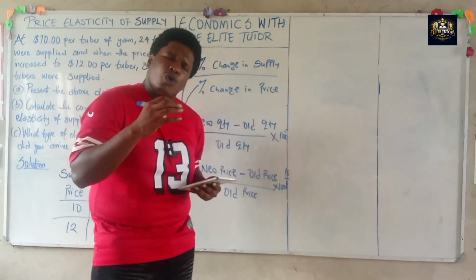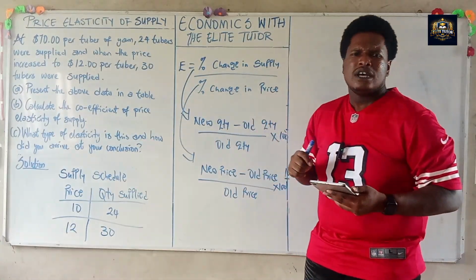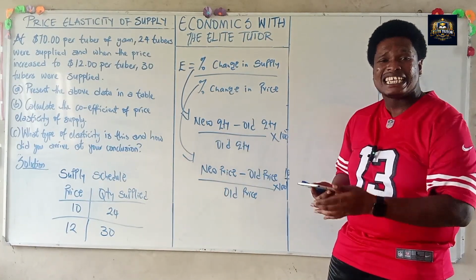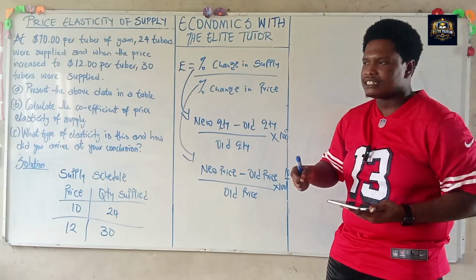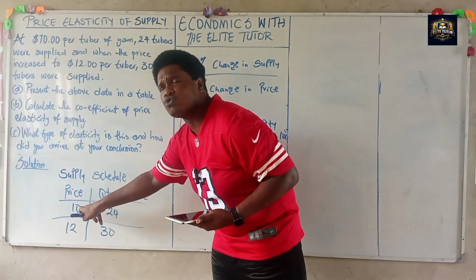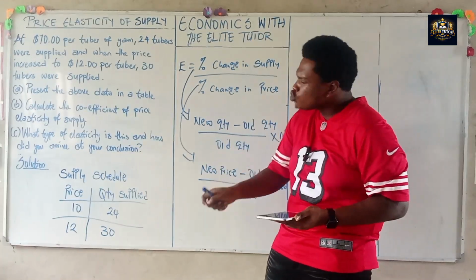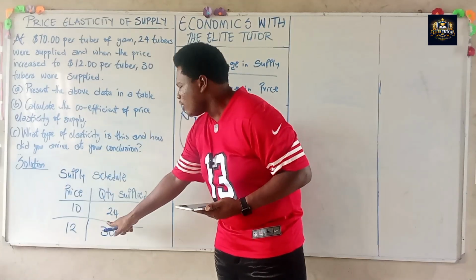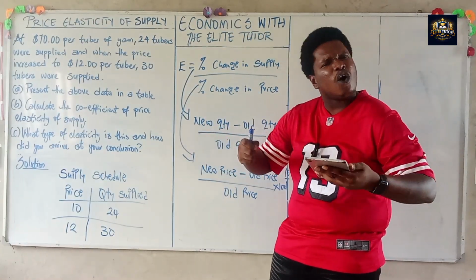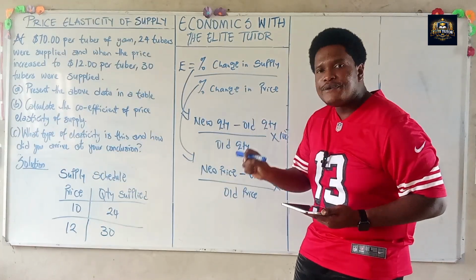Now, I would like to say this. Our demand schedule also helps us explain the law of supply. The law of supply tells us that all things being equal, as the price of a commodity increases, the quantity supplied also increases. So that is why you can see here, when the price was 10, quantity supplied was 24. Now, price increased to 12. What happened to the quantity supplied? The quantity supplied increased to 30, thereby obeying the law of supply. Unlike the law of demand, when price rises, quantity demanded reduces.